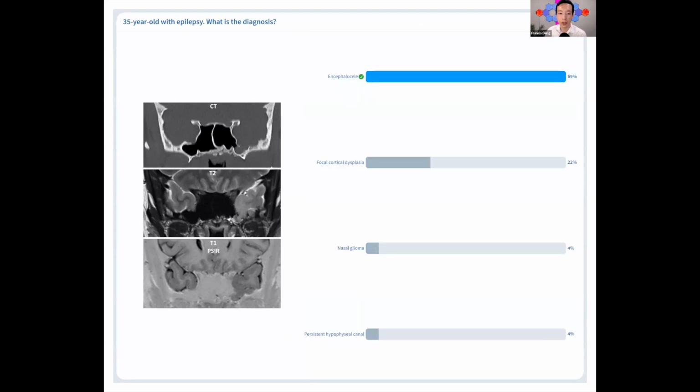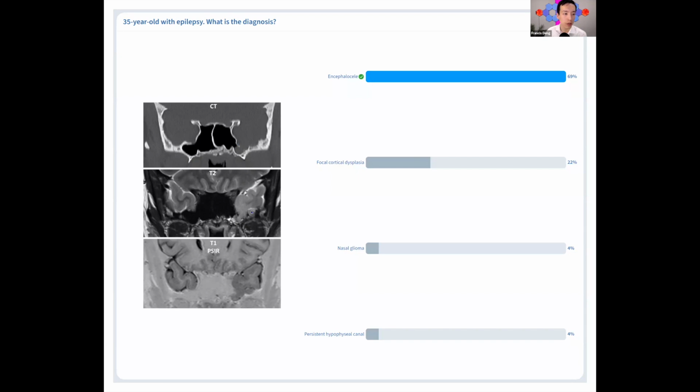The correct answer was chosen by a majority of you. 69% chose encephalocele. So what we see on the CT image is a defect in the wall of the sphenoid sinus near the pterygoid recess. Here's the start of the pterygoid plates, and so this is called the pterygoid recess. So there's a defect, and there's an opacification in that pterygoid recess of the sphenoid sinus.